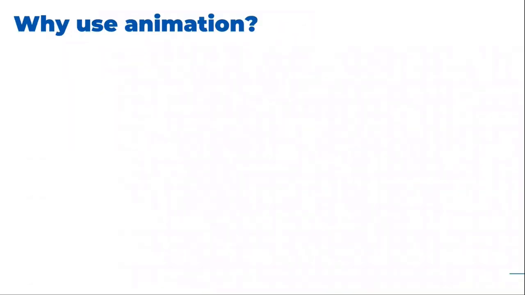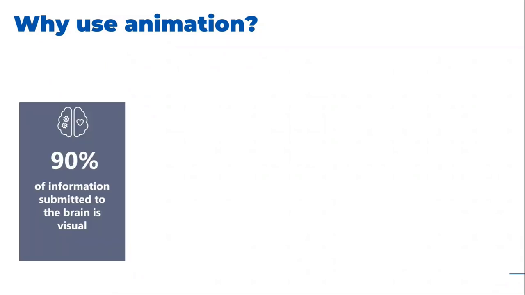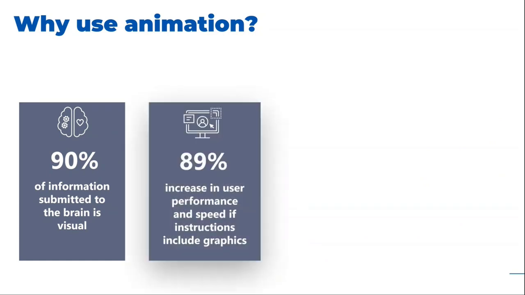So let's have a look at why we might use animation or why it might be beneficial. First of all, the stats. 90% of the information transmitted to our brains is visual. That means that as long as you're not visually or cognitively impaired in any way, most of what your brain is processing is what you see, which means that naturally animations and anything graphical are going to be a lot more attractive to the eye. Scientific research has proven that if you use graphical objects to support instructions or text, by using images and icons, your brain's performance is going to increase by 88%. So you're more likely to understand instructions or an application if there are supplementary icons.